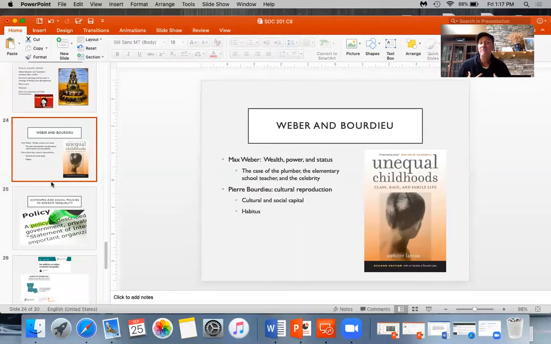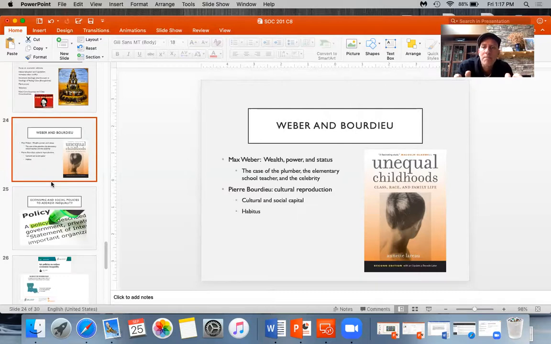A celebrity may have a lot of wealth and a lot of status in the general community, but maybe not a lot of political power. But we've increasingly given them political power. That's one thing to consider. But Weber gets into this, where a cultural dimension starts to enter into it.